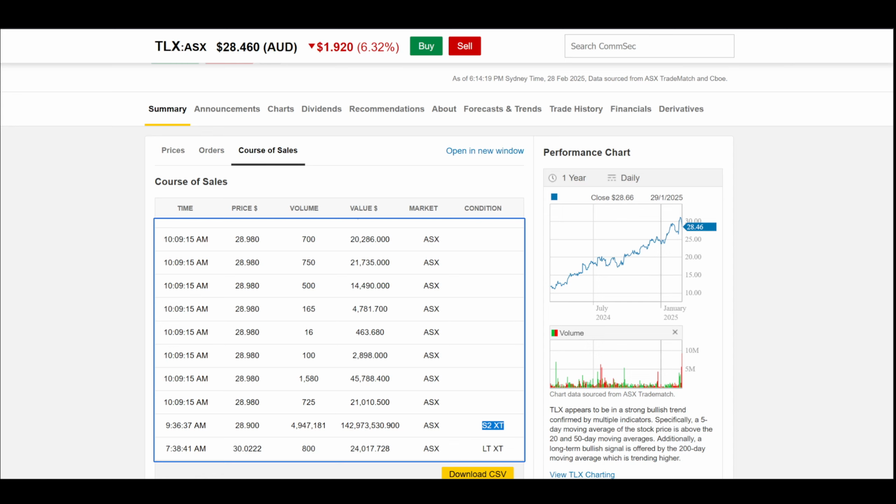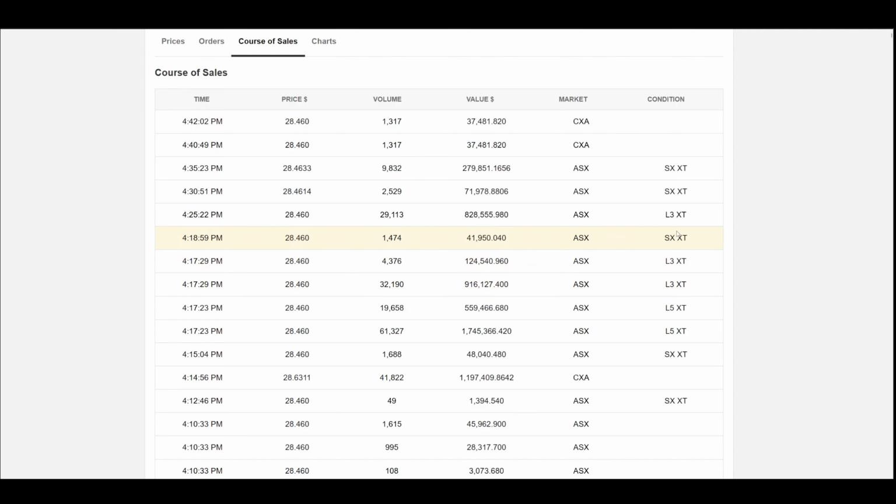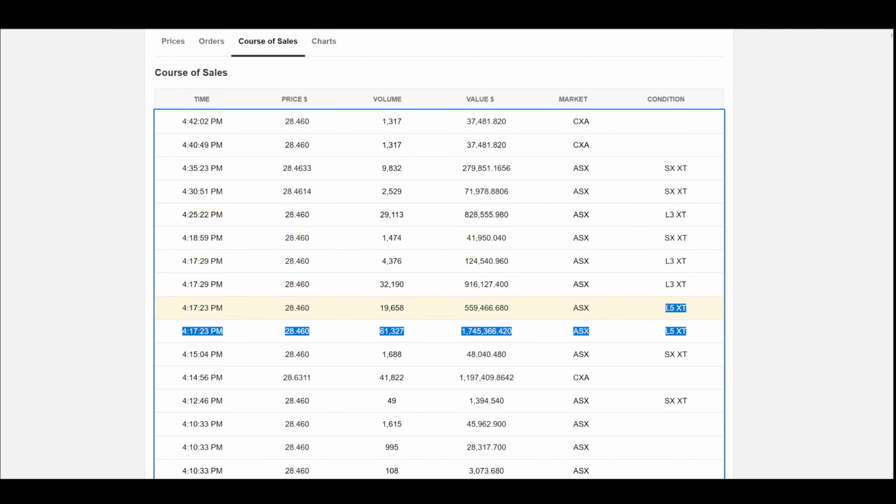But we also have L3 and L5. L5 is executed in a dark market or a dark pool, so the order is sort of hidden from participants. We don't often see that happen, at least not during market open. At least I don't recall the last time I've seen an L5 trade. This might be one of the first times I've seen it in a long time, these L5 trades.